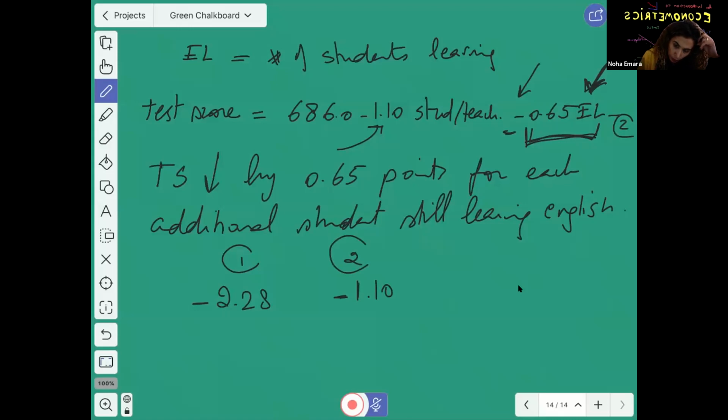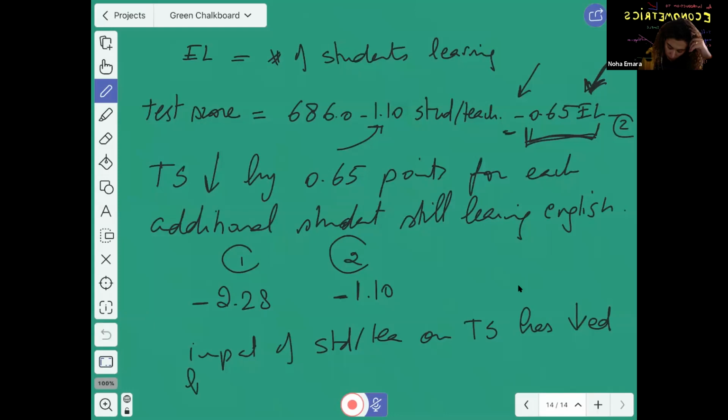It's very, very important every time you're adding a new variable to notice what happened to the already included variable. What we can see here is that the impact of student per teacher ratio on test score has decreased between model 1 and 2. There is a drop, right? And this drop is about 50%.